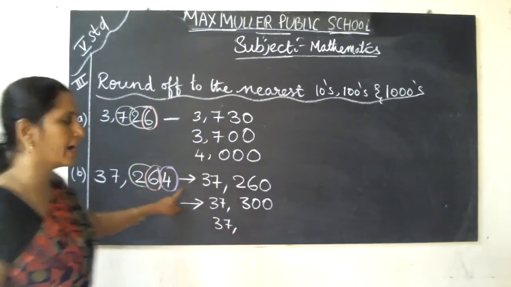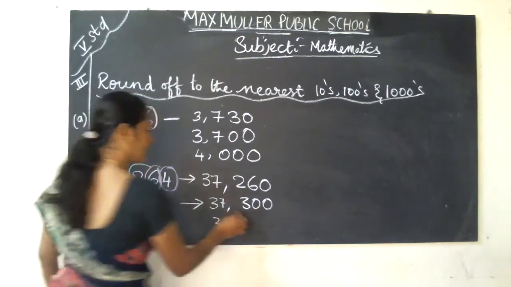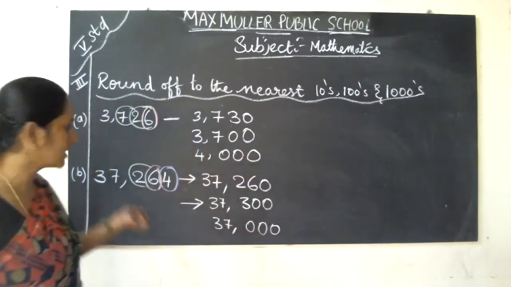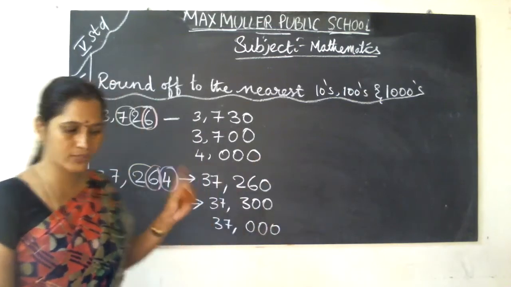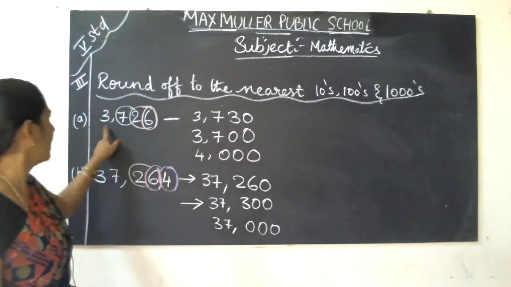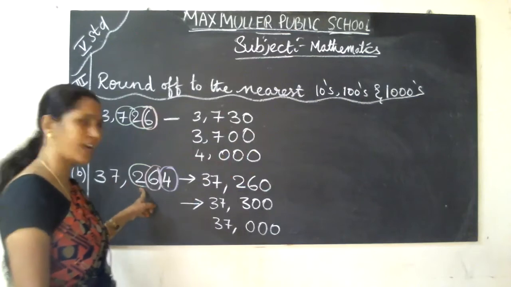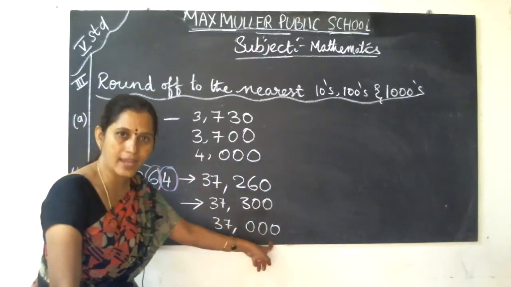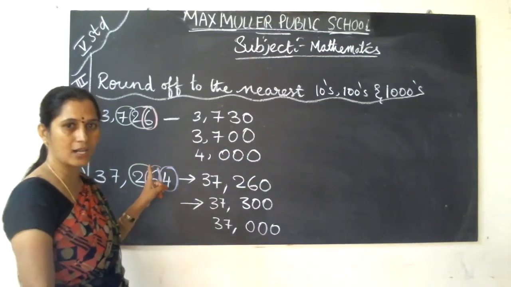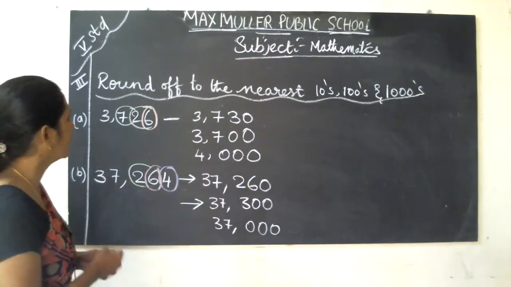37,264 is less than 500. 264 is less than 500. So it will become the same 1,000. 37,000. If it is more than 500, we will round to the next 1,000. See here, 700 is more than 500, so I have rounded to the next 1,000. If it is less than 500, you have to round to the same 1,000. I think you all understand, children. Follow it properly, pause it, and you can write it.